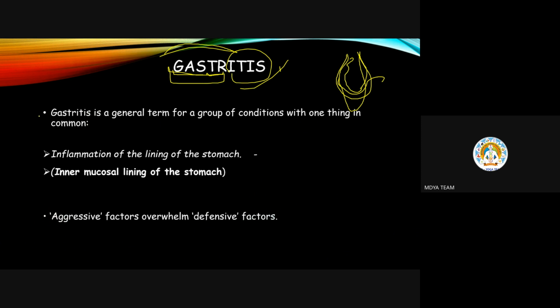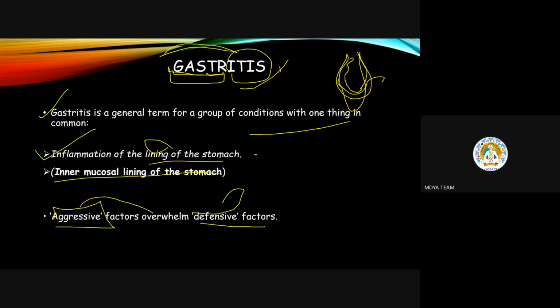Therefore, gastritis is a general term for a group of conditions with one thing in common: inflammation of the lining of the stomach, the inner mucosal lining of the stomach. Aggressive factors overwhelm defensive factors, where the defensive factor here is the immune system. These aggressive factors are things like acids, which are necessary for our body. We'll see ahead in further slides. So those are overwhelming the defensive factors.